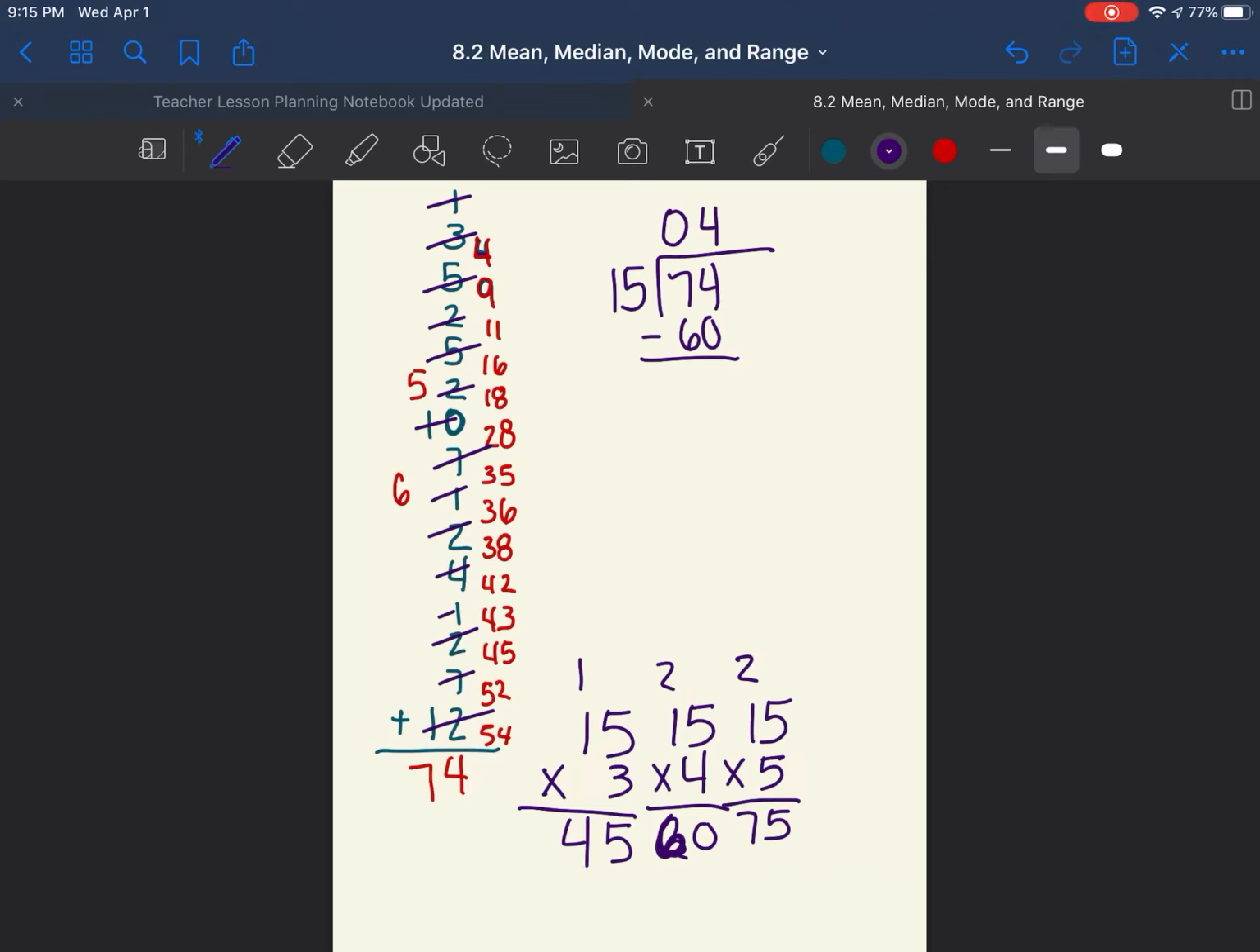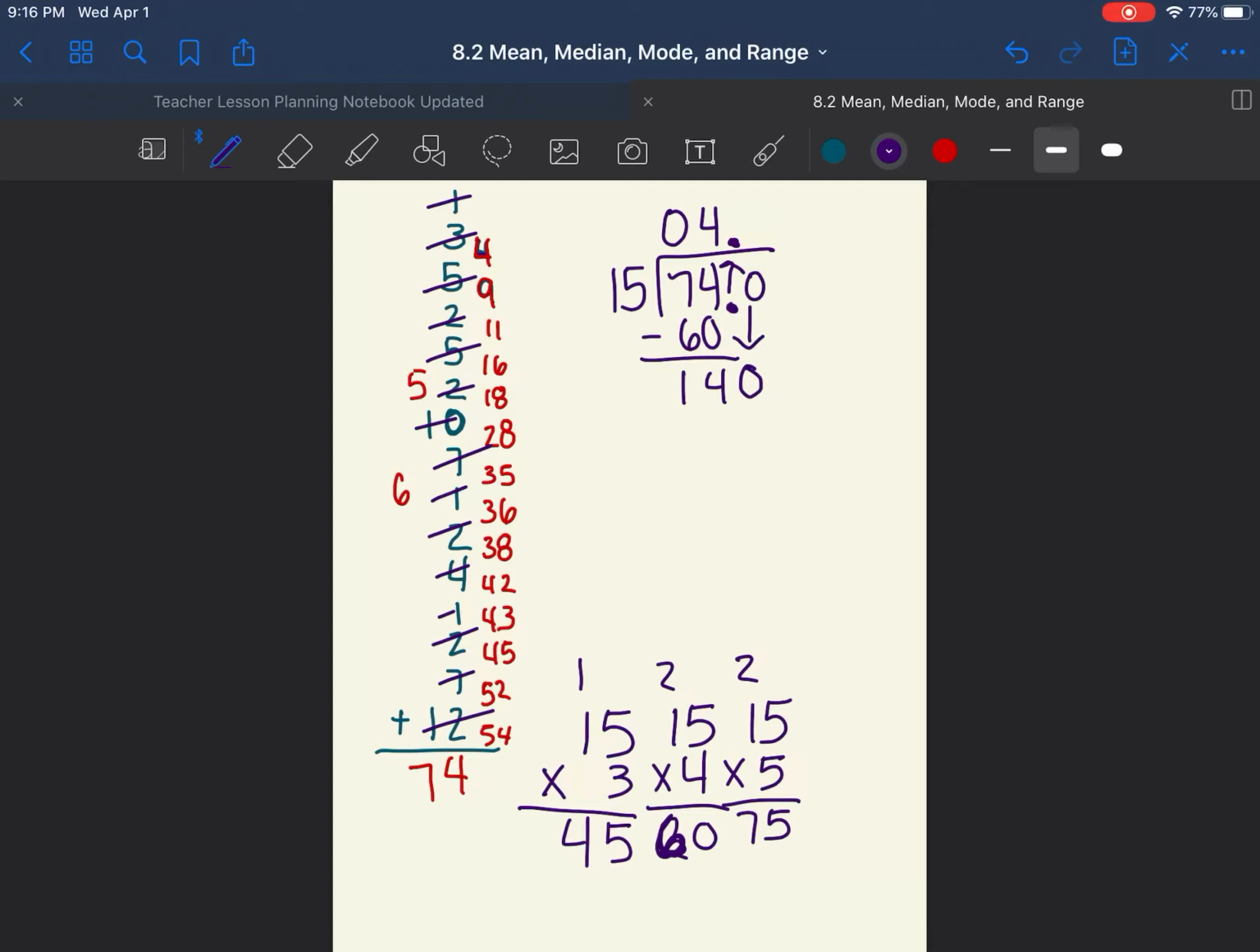So 4 minus 0 is 4. 7 minus 6 is 1. Okay, well, I have to keep going, okay? So what I'm going to do is I'm going to put my decimal, and then I need to pop it up. Pop, pop, pop it up. Pop that decimal right on up. I can add a 0 and bring it down.